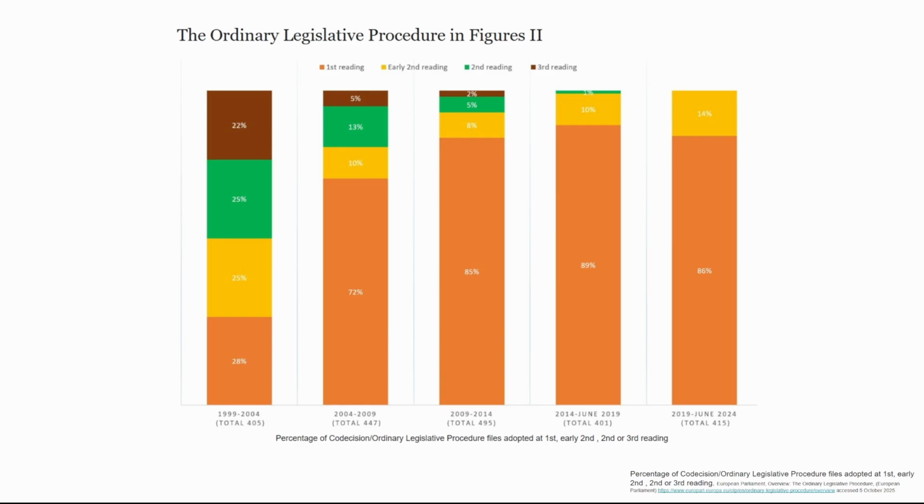And if I think about it, it makes sense that the commission wouldn't really initiate a law if it thought it would fail in the parliament and council. So they only initiate laws that they think would succeed. And so that's why we see such a high success rate.